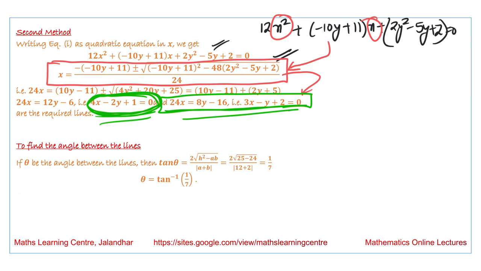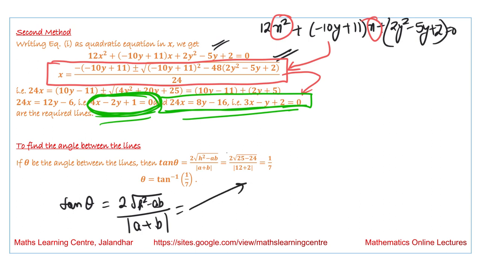The last thing we have to calculate over here is the angle between these two lines. The formula for the angle is given by theta is equal to tan inverse of 2 square root of h square minus ab divided by mod of a plus b. Substituting these values, the answer we obtain is that the angle is tan inverse 1 by 7. This is the angle between these two lines.